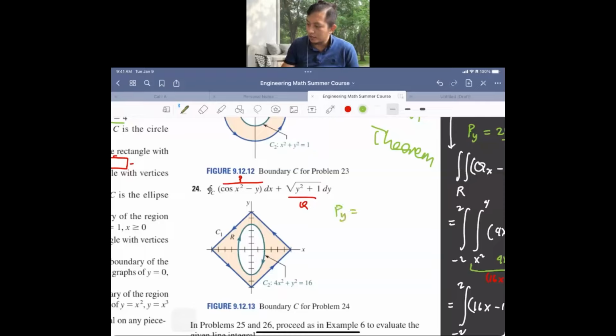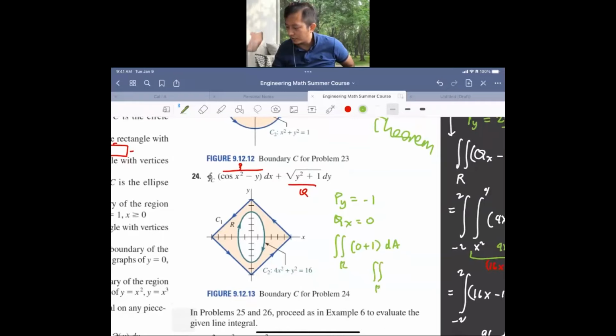So we could say that the P y from here is negative 1, and Q x, there is no x inside, so it's 0. And then the rest is basically taking Green's theorem. So 0 minus negative 1, so plus 1, and then dA. So we just have a double integral with respect to dA. How to find the dA? We just need to calculate the area for this one. So calculating the area means A1 minus A2.